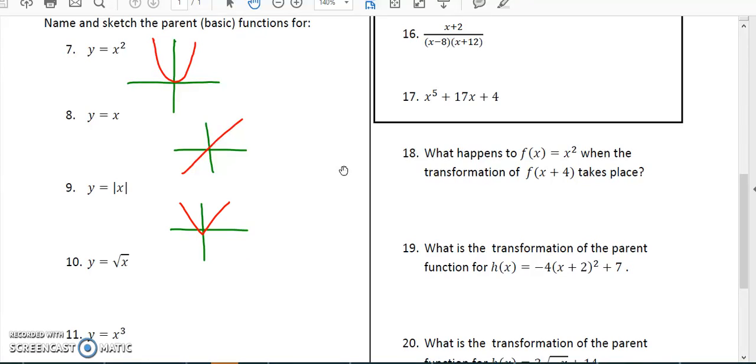Y equals the absolute value of x. Looks like that. Hey, can I have these? Yes, you can go play with that. That's fine.